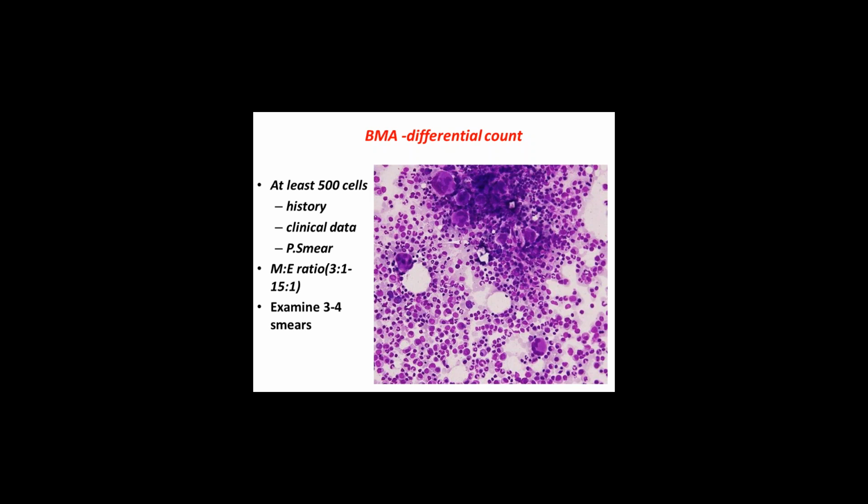After doing the differential count, the thing that we should calculate is the myeloid to erythroid ratio. This myeloid to erythroid ratio would include all the myeloid lineage of cells, including the mature ones, the neutrophils, the monocytes, monocyte precursors, the eosinophil precursors, the neutrophil precursors, and on the other hand, the erythroid precursors.